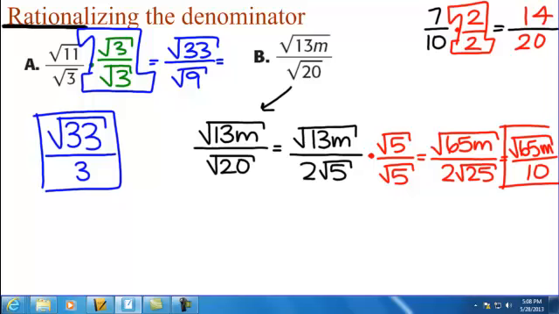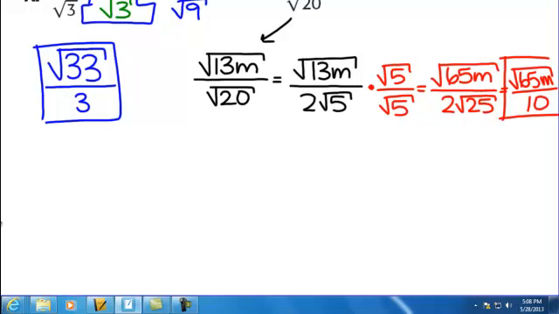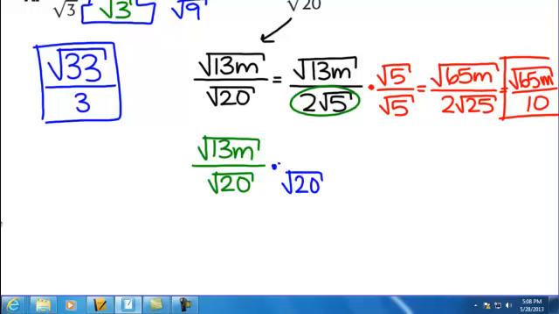Now this would work exactly the same way if instead of writing this as 2 root 5, we just took this 13m over the square root of 20 and tried to get rid of the square root of 20. So we can multiply both the top and the bottom by the square root of 20. If you notice, our numbers are going to be a little bigger here. We're going to have the square root of 260m on the top, and then divided by the square root of 400. Whoa.